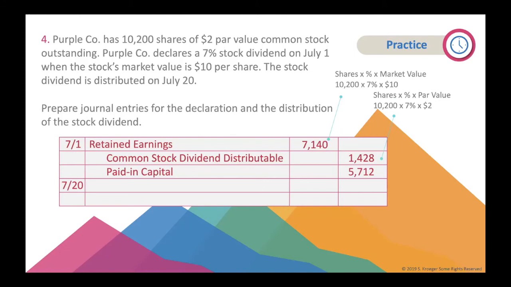We first get rid of the liability account, common stock dividend distributable. We use the same amount from the declaration date. Just match the account name with the same one and use that amount. The amount is 1,428. Next, we credit the common stock account. We use the same amount as the debit, which is $1,428 as well.